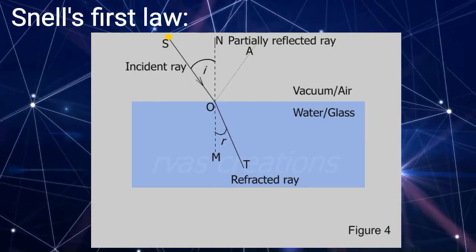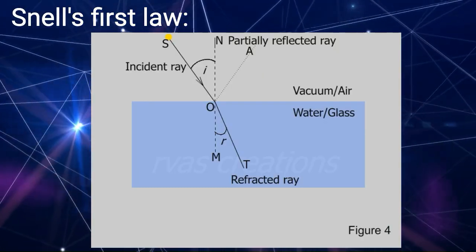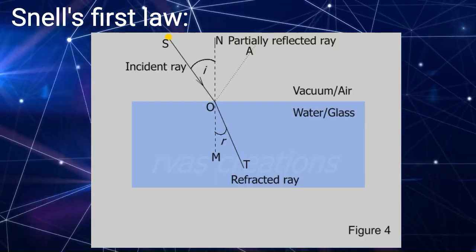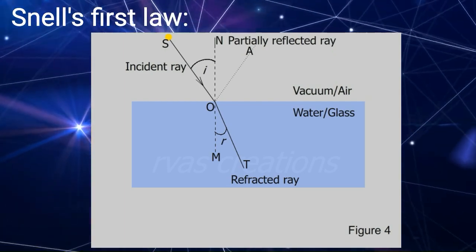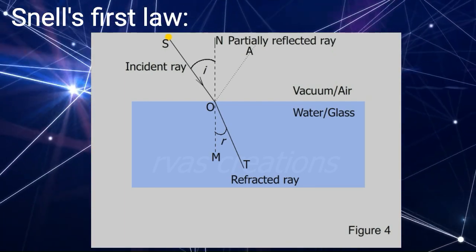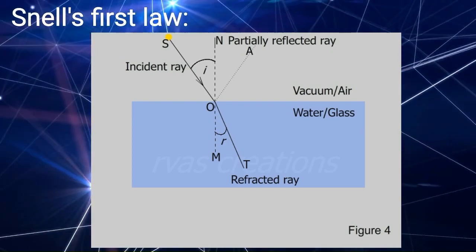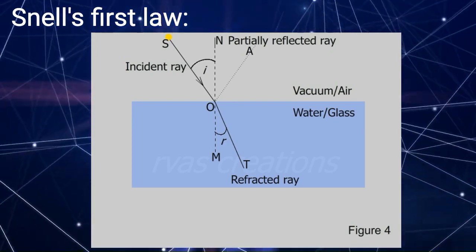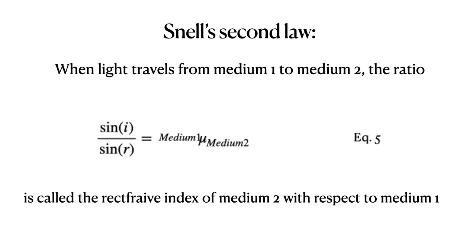The first law: the incident ray, the refracted ray, and the normal to the surface lie in the same plane. In Figure 4, which is a simplified version of Figure 3, the incident ray SO, the refracted ray OT, and the normal ON, extended to M, are coplanar. Snell's second law states that the ratio of the sine of the angle of incidence and the sine of the angle of refraction is a constant designated as mu.